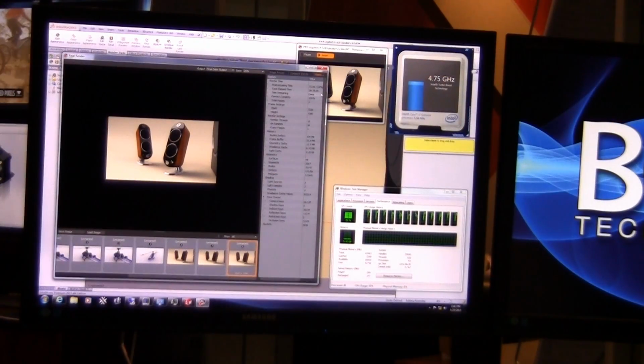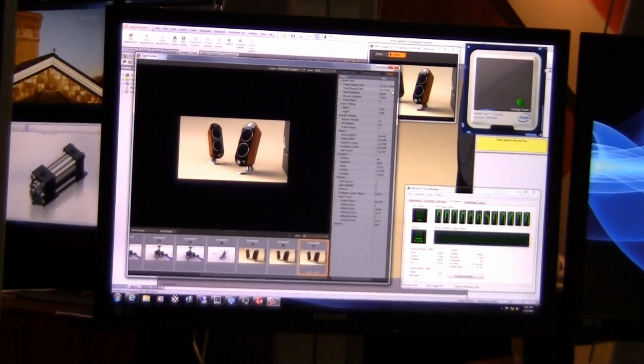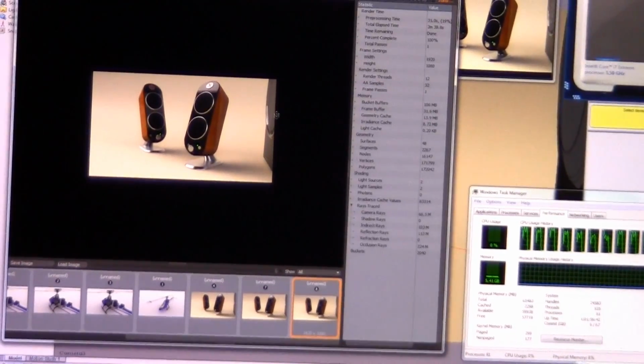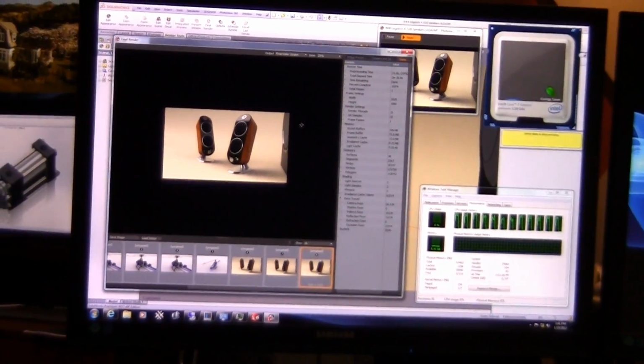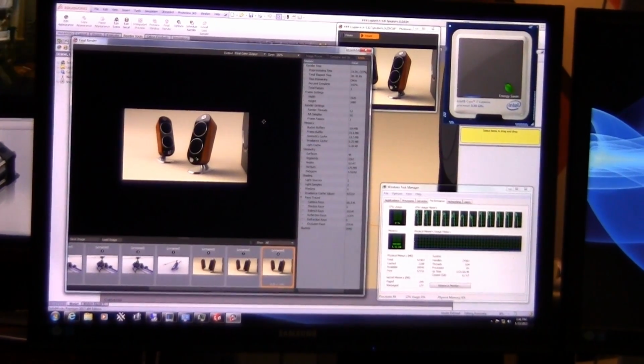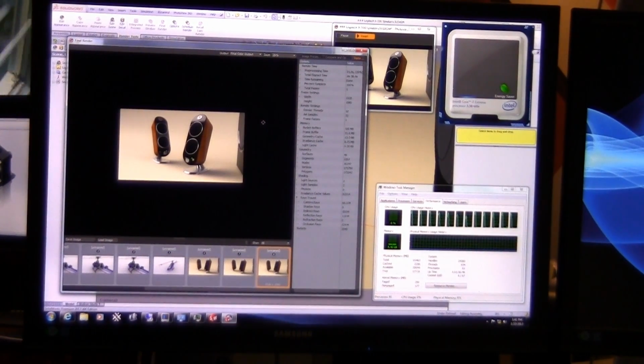Yeah, here we go. This particular rendering took about 2 minutes, 39 seconds, which is pretty nice. This isn't a super long render, but if you do a lot of rendering and you need to compress that render time that you do during the day, a system like this with the high clock speed will just rip through your renders.